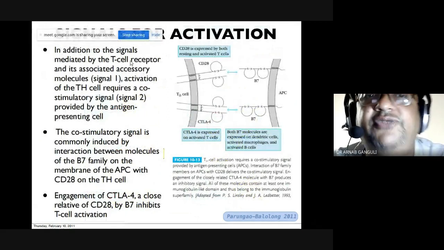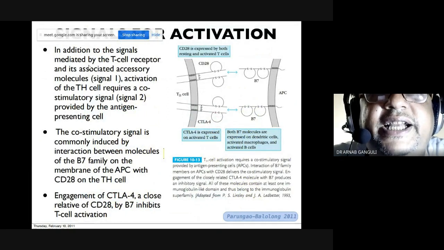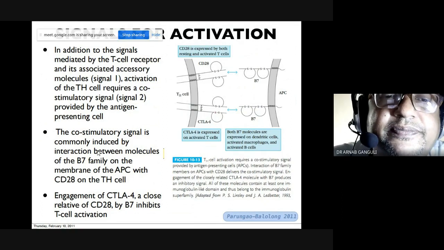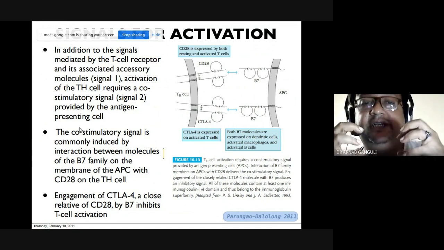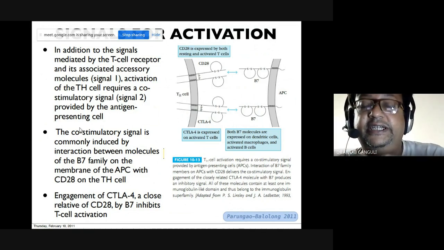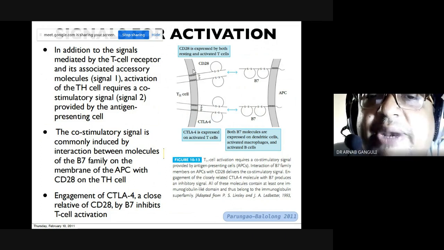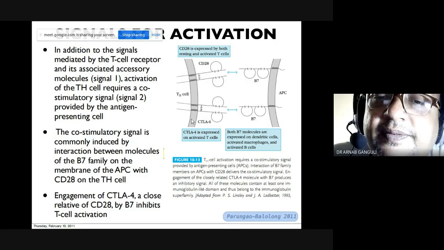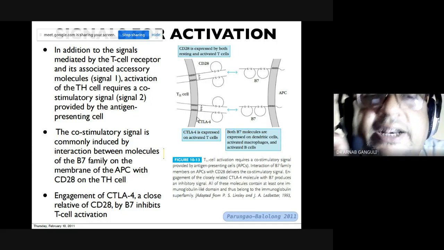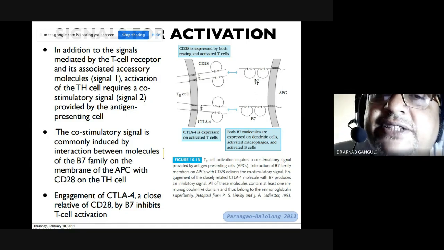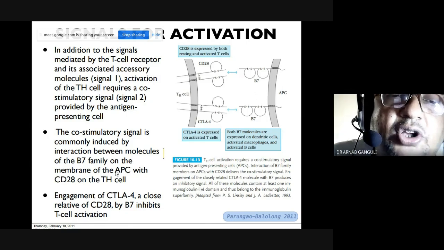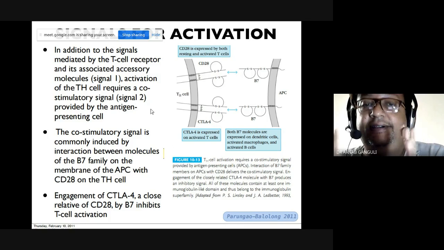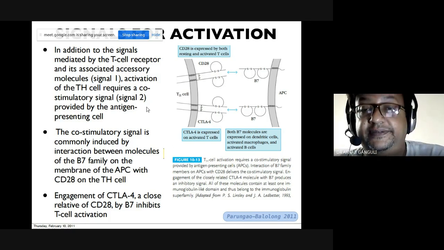And what are the signals for activation? In addition to the signals mediated by T cell, it requires some co-stimulatory signals. মানে apart from ওই TH cell receptor আর MHC আরো কিছু সিগন্যাল দরকার। One is CD28, the other is CTLA4. ঠিক আছে, আর কি কি দরকার? B7 is also দরকার, B7 receptor is also needed. তো এই নামগুলো মনে রাখবে, who are required for activation. Clear?